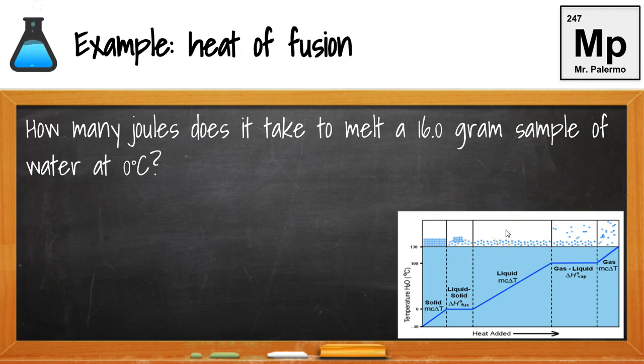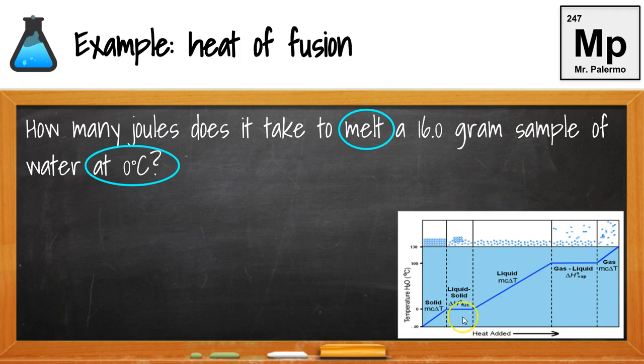So let's see some examples of our heat calculations for heat of fusion and heat of vaporization. So here's one for the heat of fusion. How many joules does it take to melt a 16-gram sample of water at 0 degrees Celsius? So the first thing I need to know is, how do I know which equation to use? Am I using Q equals mc delta T, Q equals mHf, or mHv? Well, the telltale sign is that we see the word melt and we see at 0 degrees Celsius.